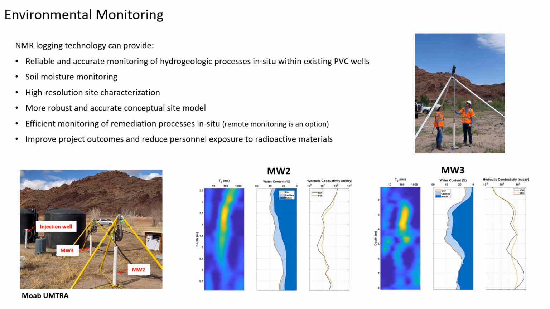So another very wide use of NMR borehole logging technology is in environmental monitoring. In this industry, the NMR borehole logging can provide reliable and accurate monitoring of very important hydrogeological properties in situ within existing PVC wells. NMR can be used to obtain soil moisture. It can be also used for high-resolution site characterization, and it can significantly improve conceptual site models of different sizes.